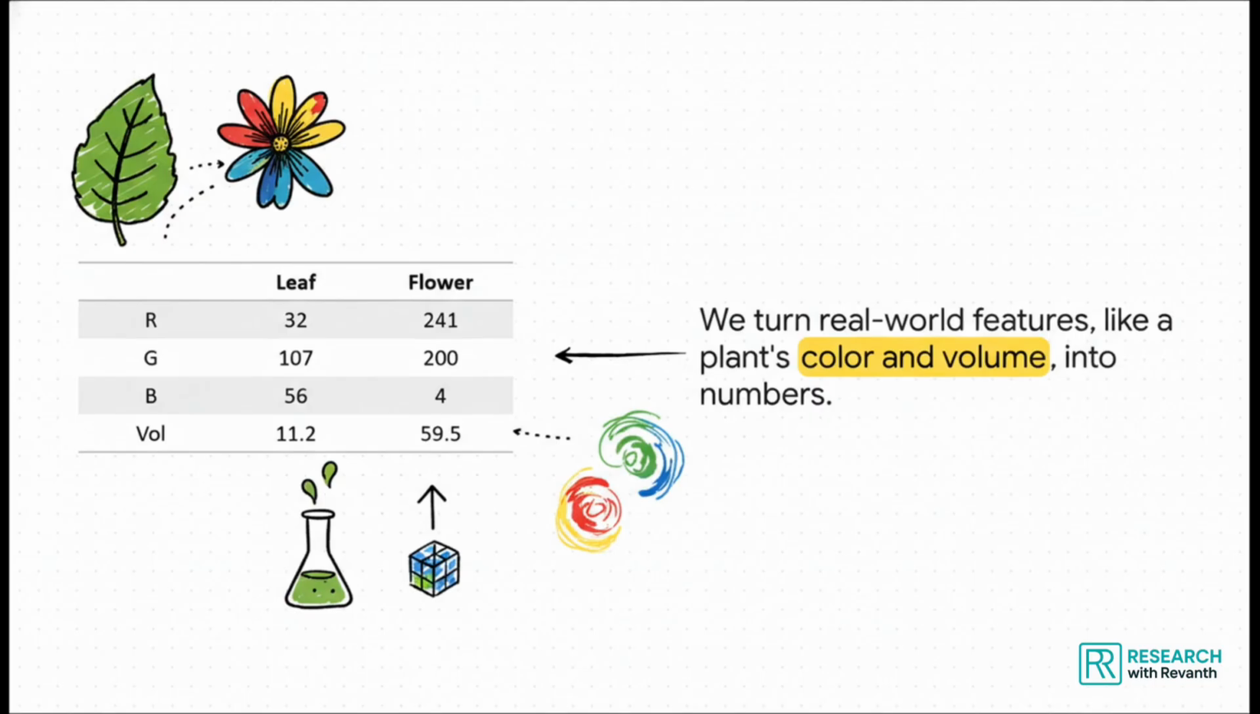So let's make this super concrete. Imagine we want to teach a computer to tell the difference between a leaf and a flower. Now, a computer has no idea what a leaf is, but it loves numbers. So we have to translate the real world into its language. We can measure things like the color, the red, green, and blue values, and maybe its volume. We just turn those features into a simple list of numbers.